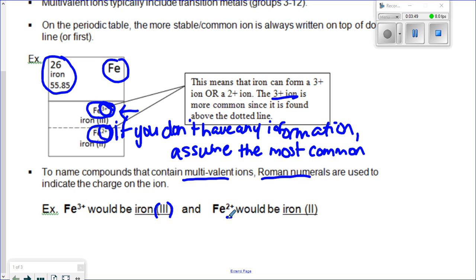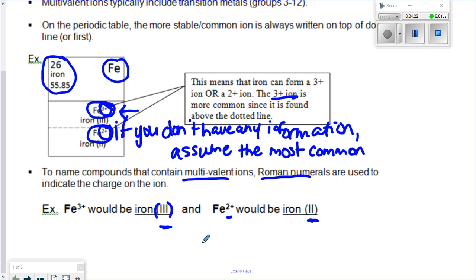If we were talking about iron with a 2+ charge, we would say iron with Roman numeral 2, and we would specify that we're talking about iron 2. You need to do this if you are naming iron. It's called the Stock system, and it allows you to differentiate between which iron we're actually talking about, or what ion species is actually within our formula unit.